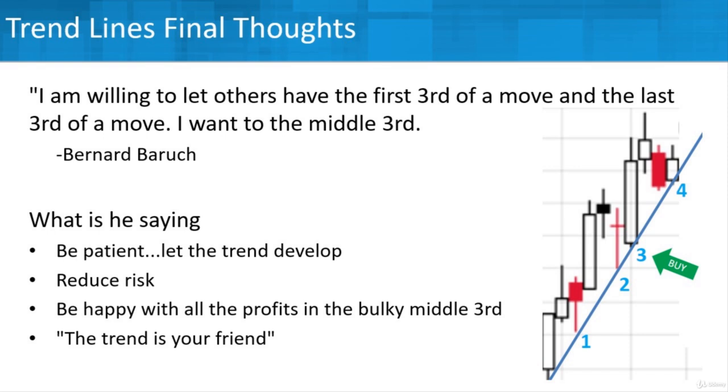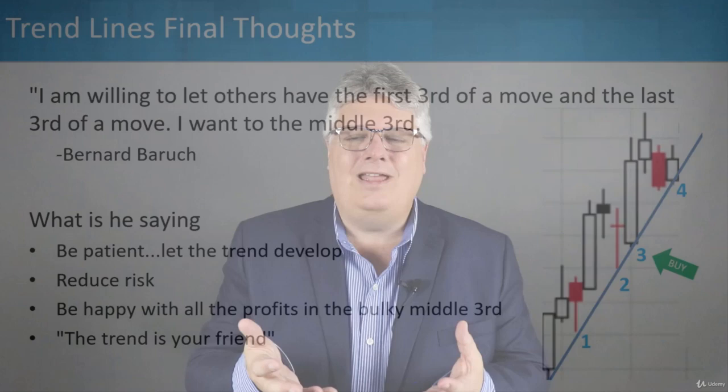Be happy with all the profits in that bulky middle third, right? The profits between number 2 and number 4, or number 3 and number 4, are great, and you're doing that over and over again. That's going to be very profitable for you. So don't worry if you thought, oh, I got in too late or I got in too early. Enjoy that middle third. And then, it's kind of that idea of the trend is your friend. You need to have that trend established so it'll be friendly to you and be really profitable for you as well. So there you have it with trend lines.